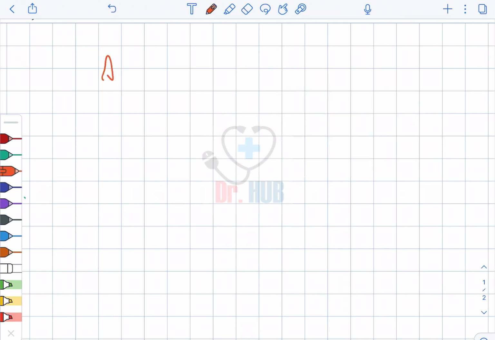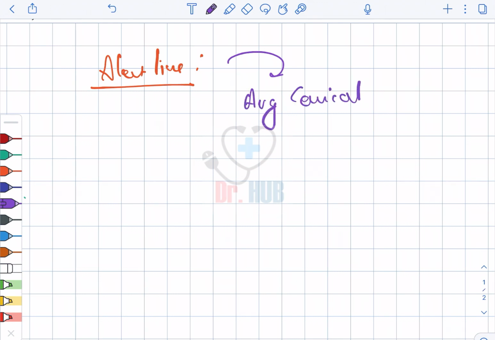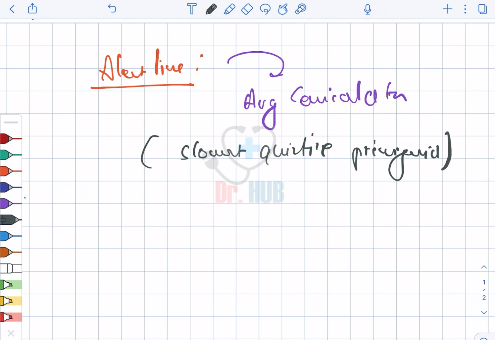Next, we are looking at the alert line. The alert line reflects the average rate of cervical dilation of the slowest quintile of primigravidas. This is in case the dilation slows or ceases.